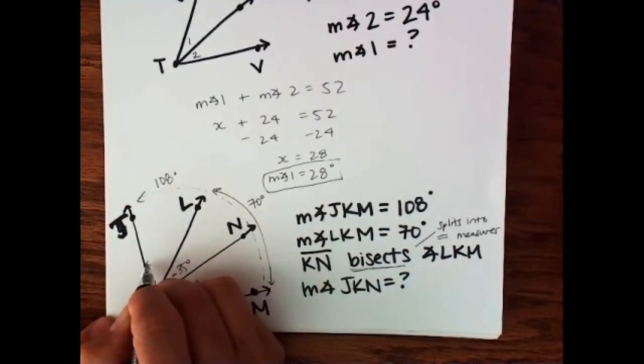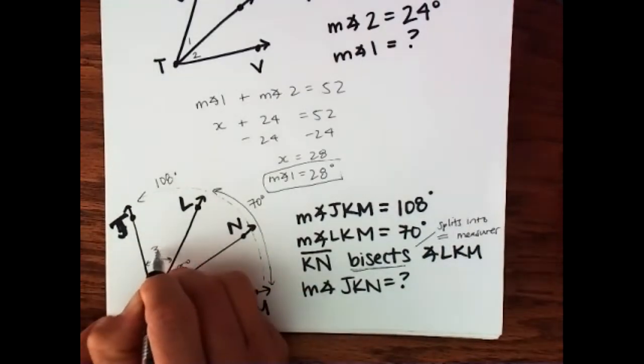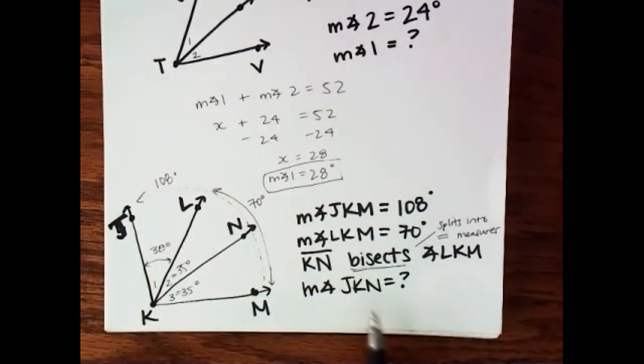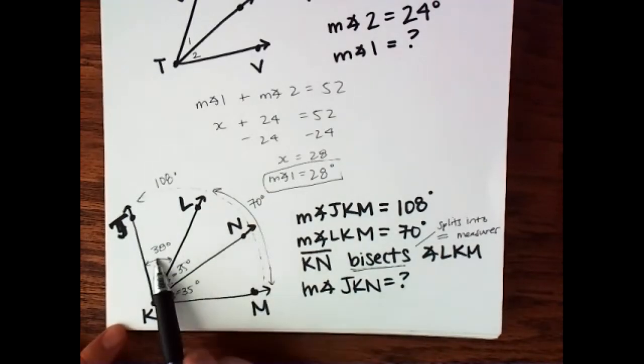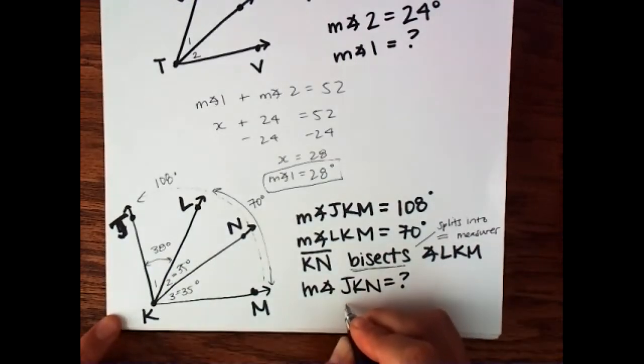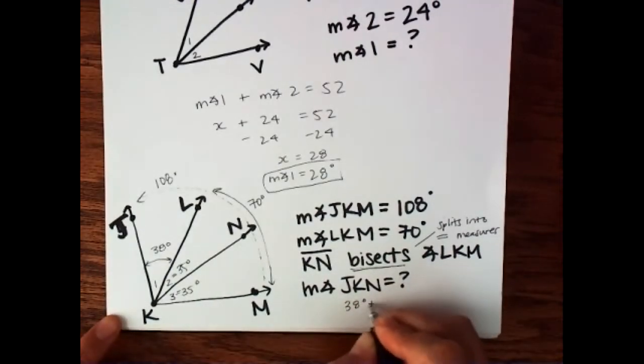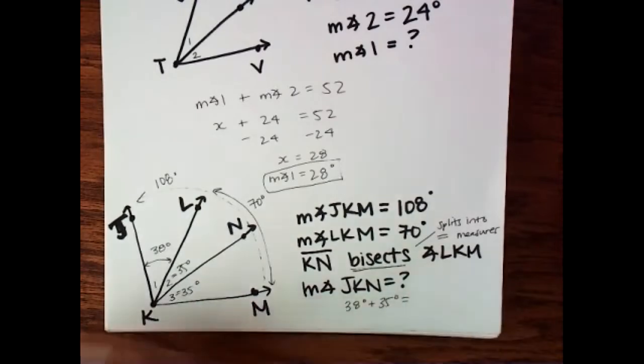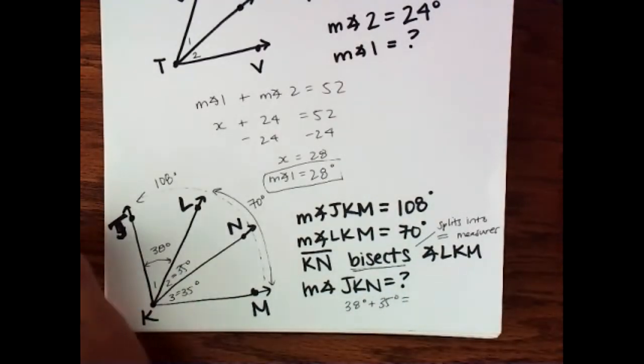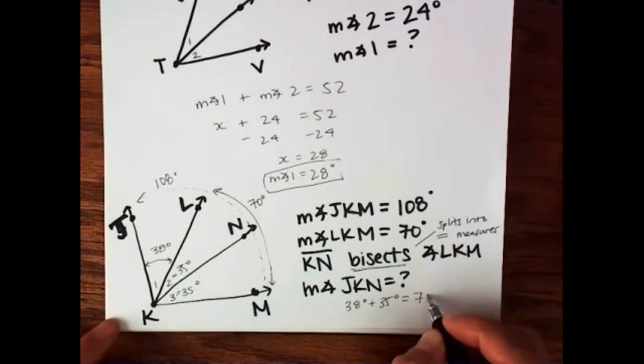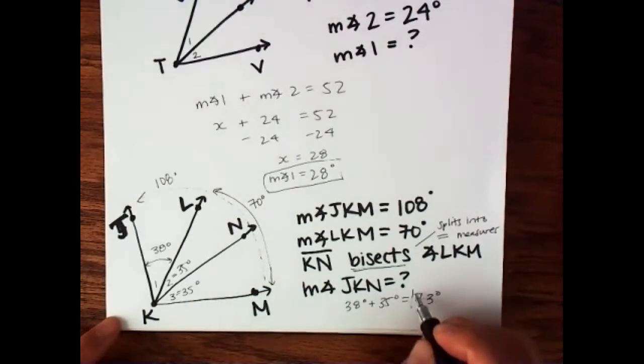So we have to realize that our work here isn't done yet because it actually asks for the measure of JKN. So now what you have to do is remember your angle addition postulate, add your first angle and your second angle, and then you will get your final answer. So your final answer comes out to be 73 degrees.